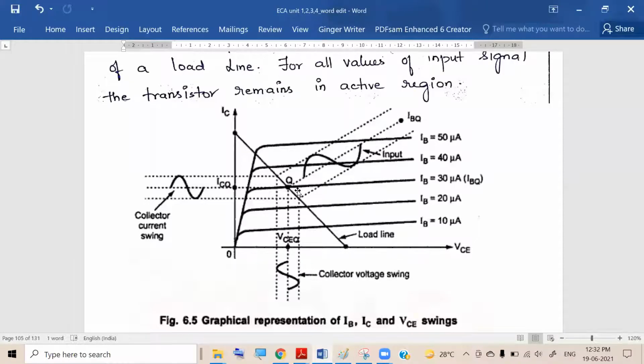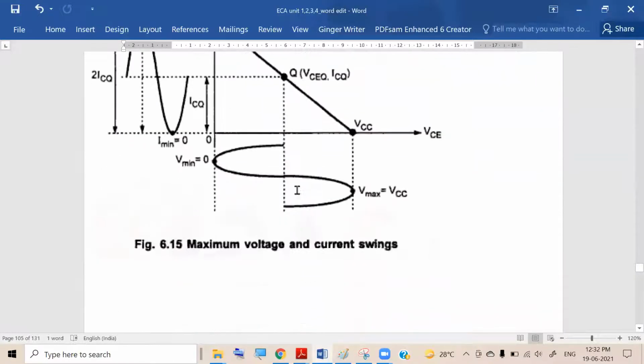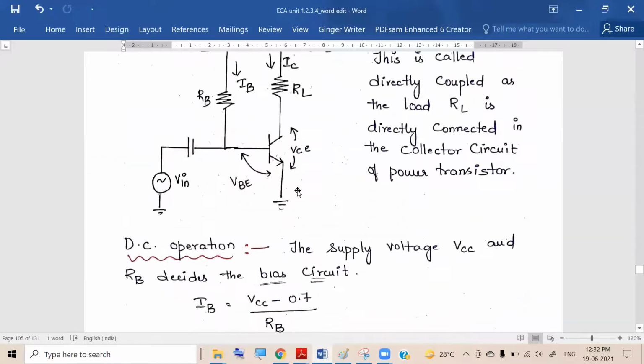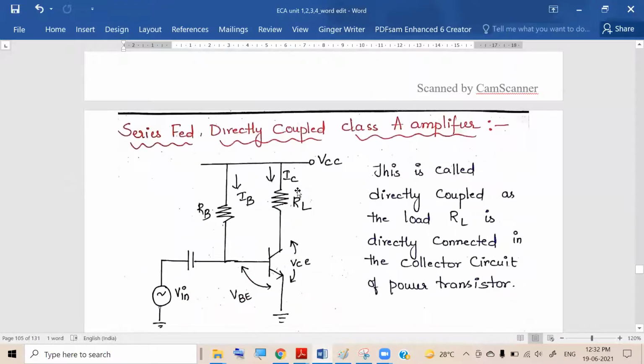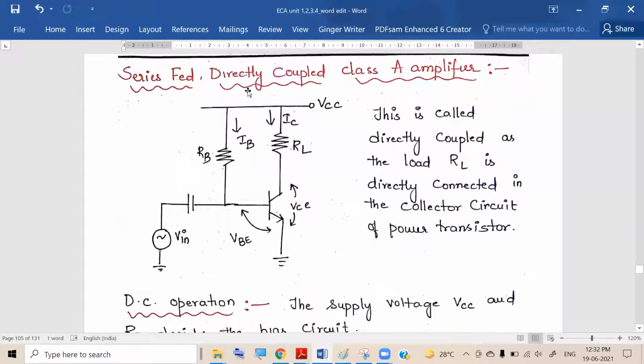Clear? So how to fix? Actually, important, listen carefully. How will it work as the amplifier? First, a designer will design only the DC part. The DC part is this VCC, IB, RB, IC, RL, transistor, without input, without this V in. The remaining part the designer will design later.